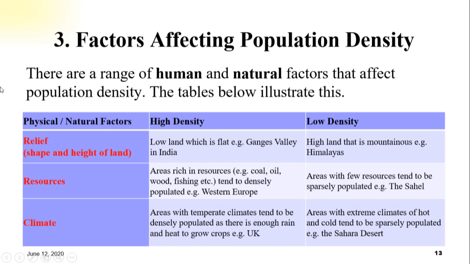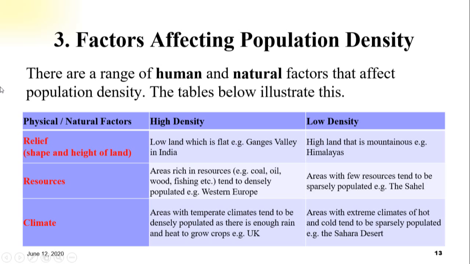About relief, low land which is flat, for example, the Ganges Valley in India, has high density. Low density is high land that is mountainous, for example, the Himalaya in India. Resources, high density: areas rich in resources, for example, coal, oil, wood, fishing, etc., tend to be densely populated, for example, Western Europe.